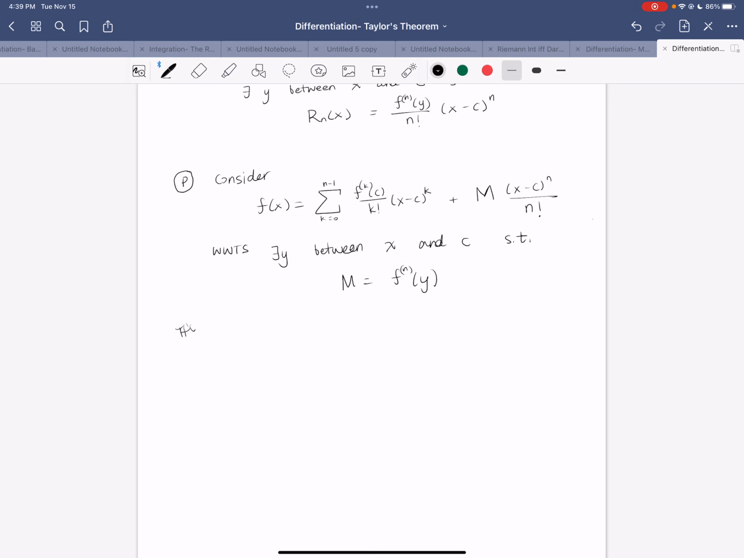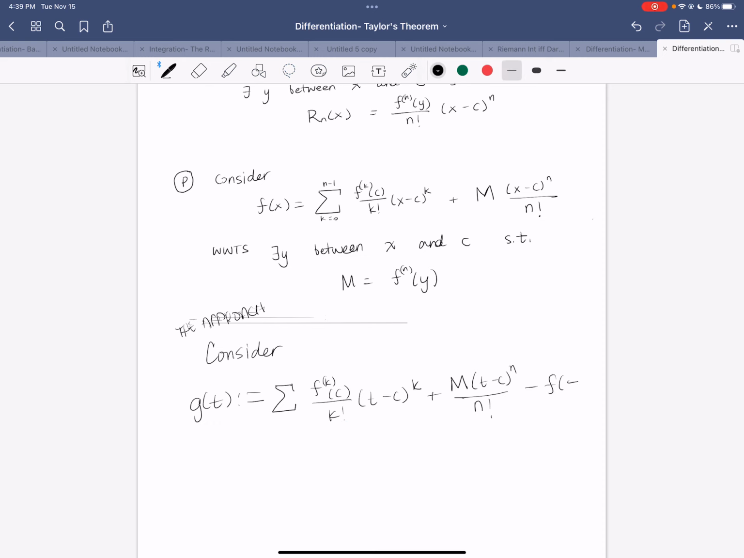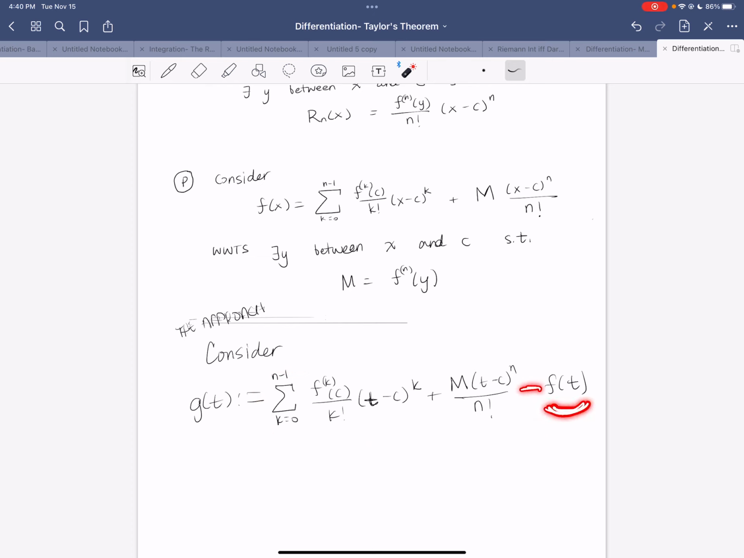The approach that we'll use is as follows. Consider g of t, which is going to be defined as this sum over k of the kth derivative at c over k factorial times t minus c to the k, plus m times t minus c to the n over n factorial. And then I need minus f of t. Okay, so really, g of t is this polynomial in t minus the original function, okay?